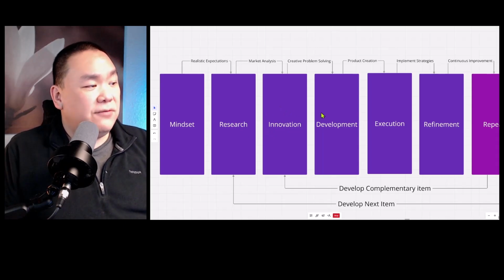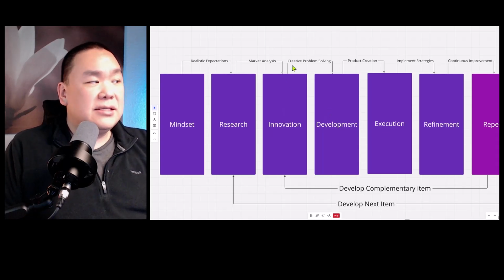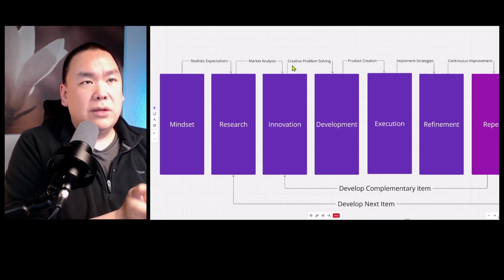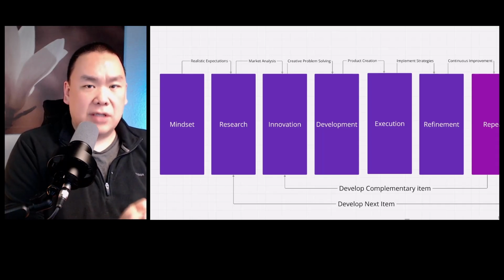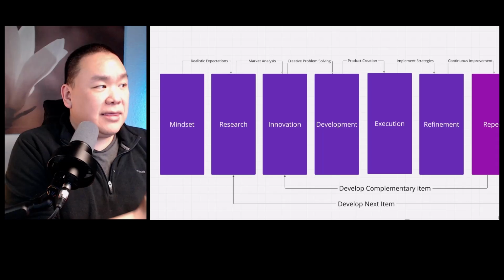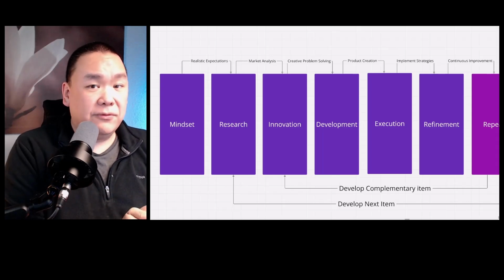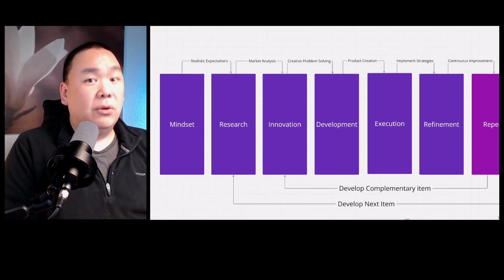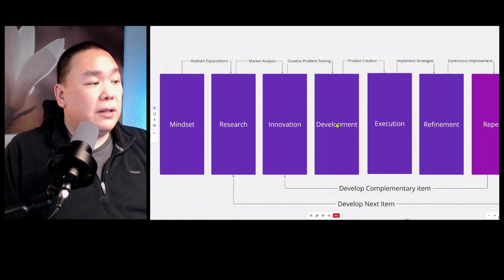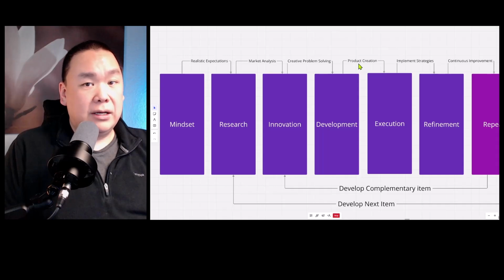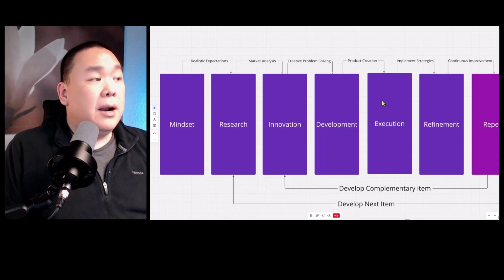Now, from innovation to development, this is the creative problem solving. When you think about how to make money in this world, it is all about solving problems, which is things that people will pay a premium for, about things that people care about. That's all it really boils down to. So development to execution, obviously right here is very simple, straightforward. It's all about our product creation.